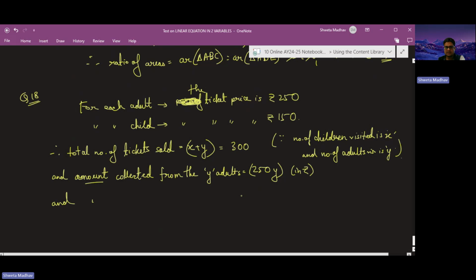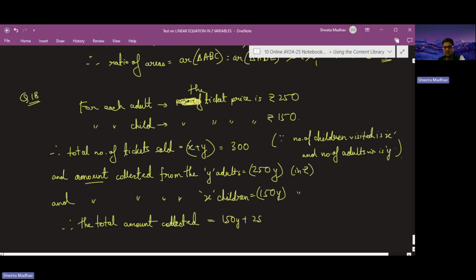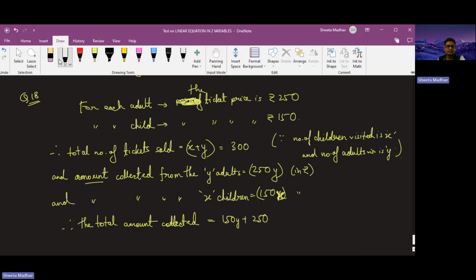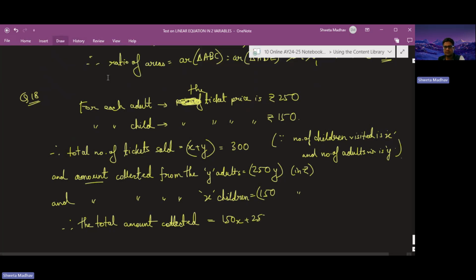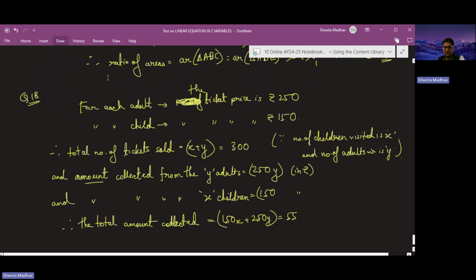And also, the amount collected from the X number of children will be equal to 150X in rupees, obviously, since X children came. So the total amount collected on that day will be equal to 150X plus 250Y, and that will be equal to 55,000.